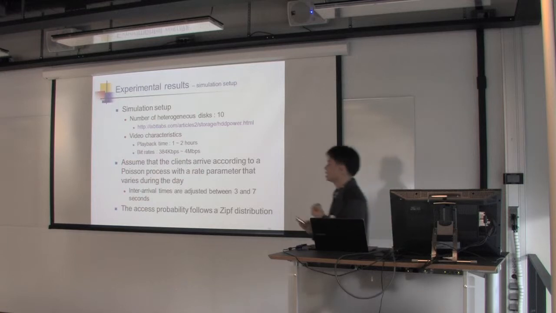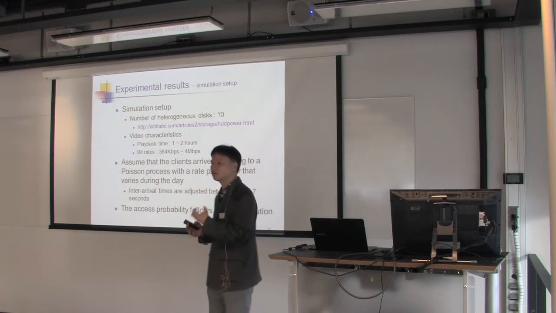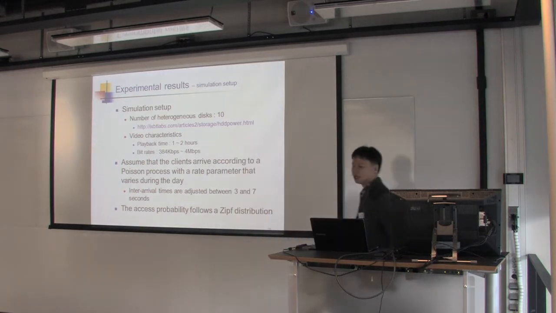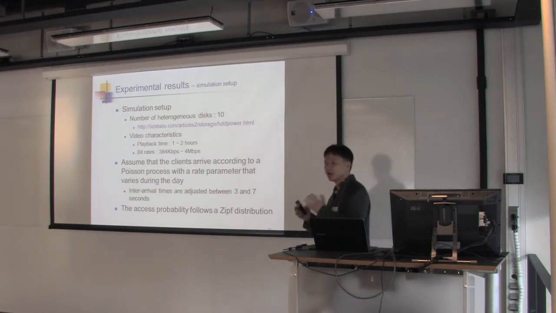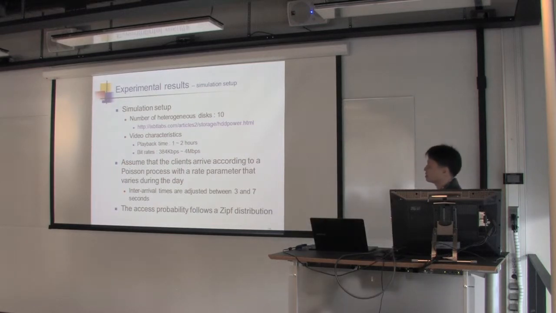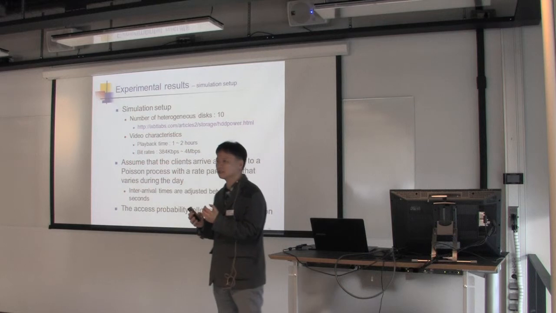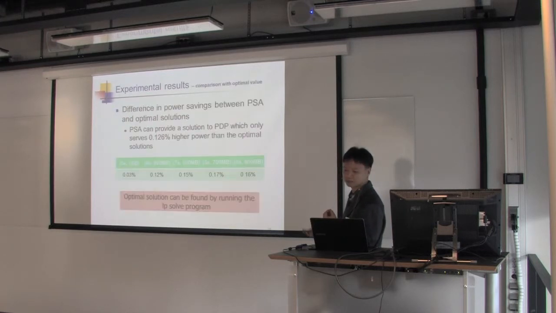Now let me move on to the experimental results. We did a simulation to examine how our scheme works. The number of heterogeneous disks is set to 10, and we have used the measured file values described in this website. And we also have our video characteristics as follows. To reflect the dynamic access pattern of a video server, we model the client arrival as follows. Specifically, the access probability follows a Zipf distribution.